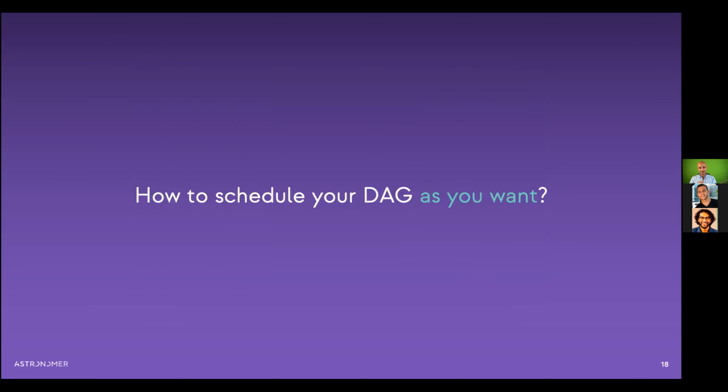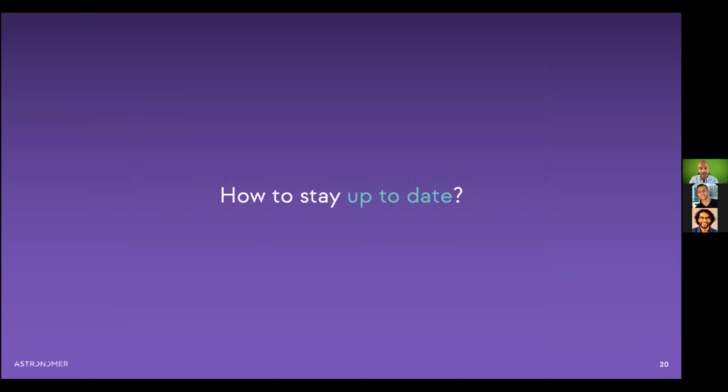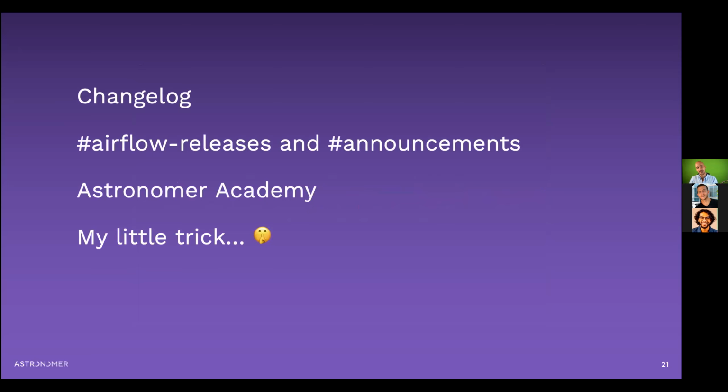All right, last but not least, how to stay up to date. Well, to stay up to date, there are really three ways. Take a look at the changelog of Airflow, take a look at the Slack channels, Airflow releases and announcements, and the Astronomer Academy, where I've put some work. Then last but not least, my little trick: take a look at the GitHub repository of Airflow and the milestones. In there, you will be able to see what has been done, and you can keep track of the next updates.